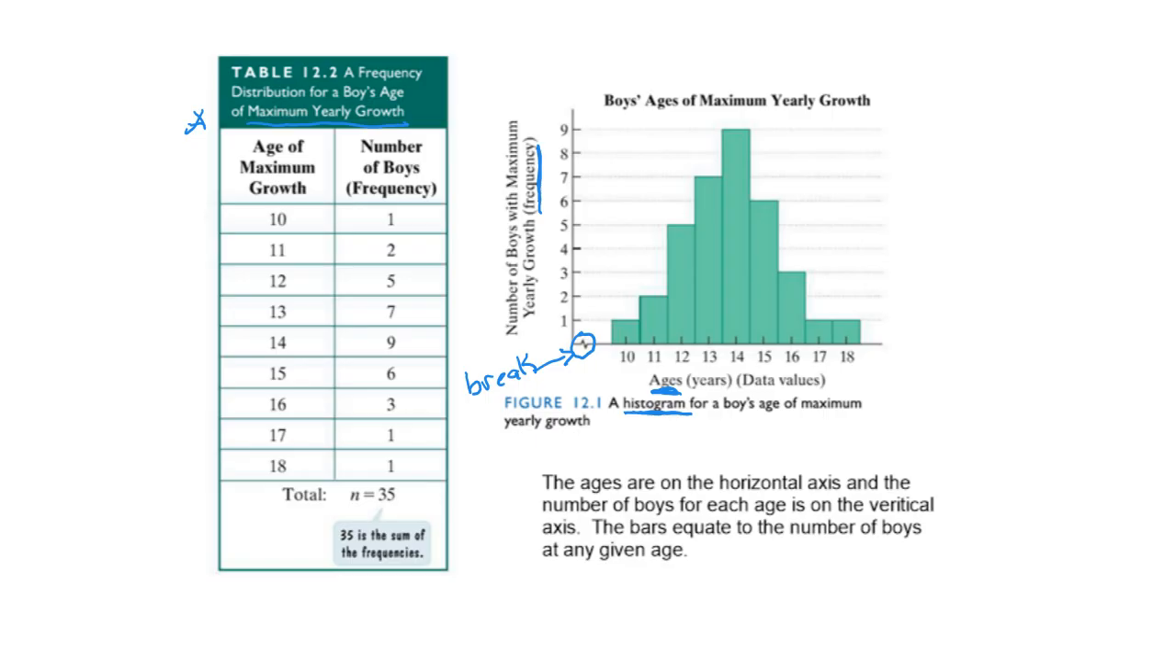All right, so we start with age 10 and we go up to age 18, and notice the height of age 10 is a 1 right here. The height of age 11 matches the frequency, that is a 2. And we just do that for each one of these. The height of the bar represents the frequency. And you can tell by looking at this histogram that the maximum yearly growth seemed to hit its peak at age 14.